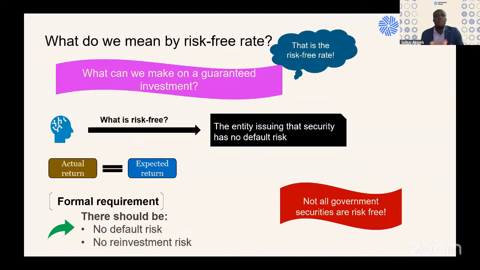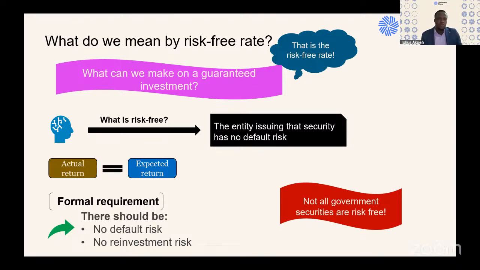But there are some formal requirements that must be observed when we define what constitutes a default risk-free instrument. The first one is that there is no default risk, meaning the government will not default.